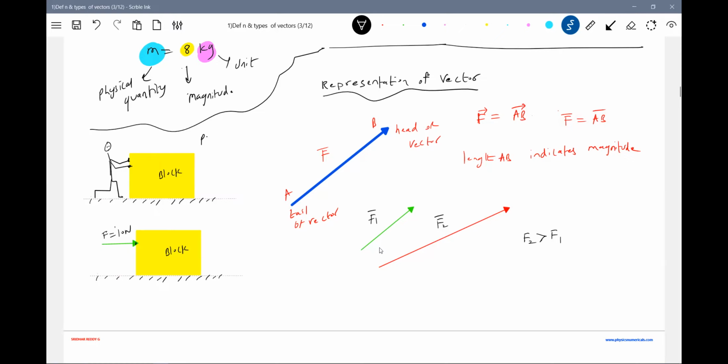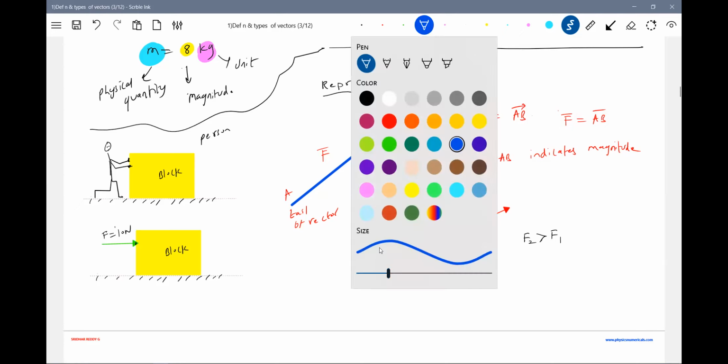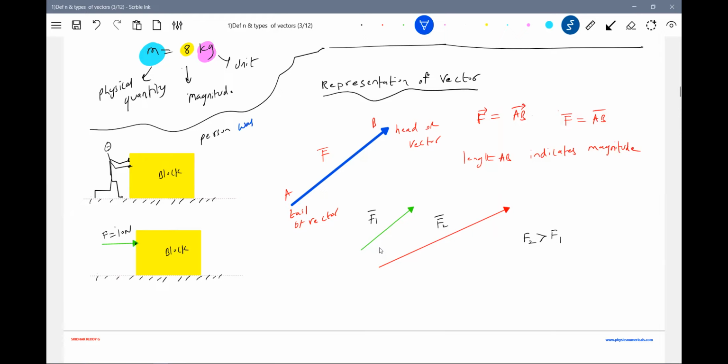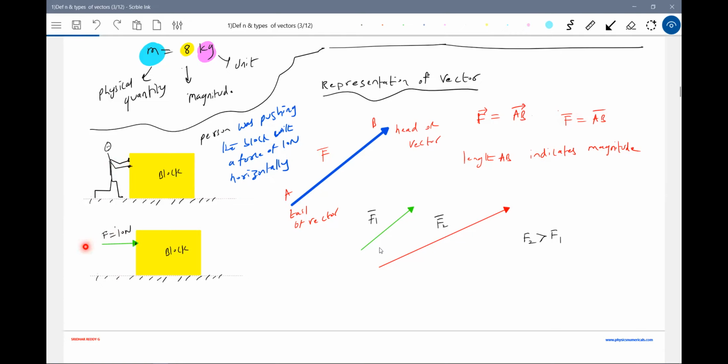So here I'll say that person was pushing the block with a force of 10 Newton horizontally. This everything has become a very simple way, just showing the force. So what does the length of this vector indicate? The magnitude. If it increases the force, I should increase the length of this vector.